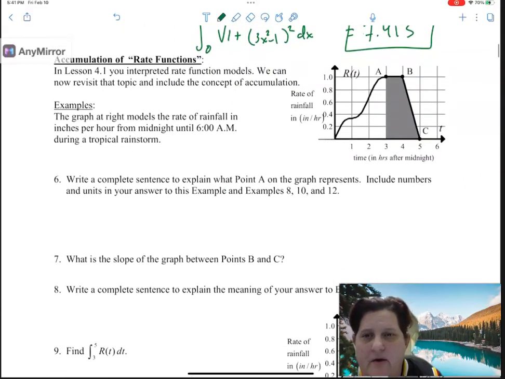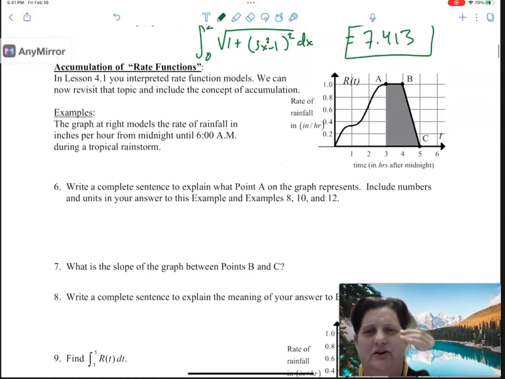Pretty cool. Okay. The last thing is the accumulation of rate functions. So this is what we're talking about, guys, when we talk about the SPAN method: start plus accumulation. An integral is an accumulation of a function. So in 4.1 is when we first talked about that.